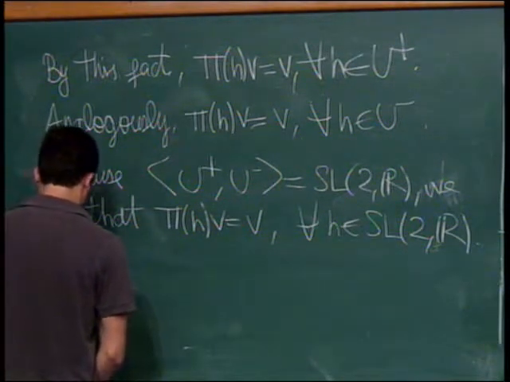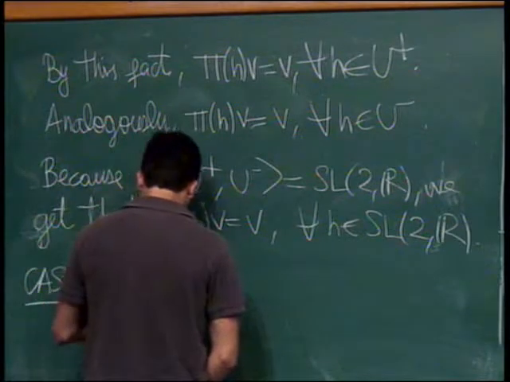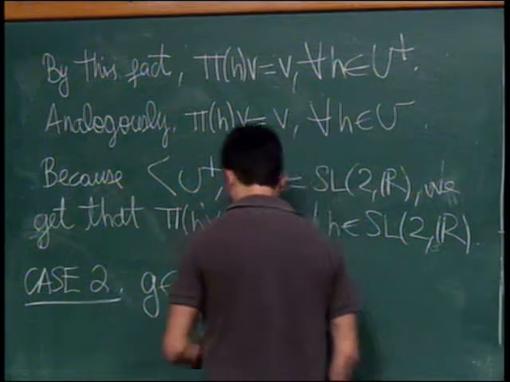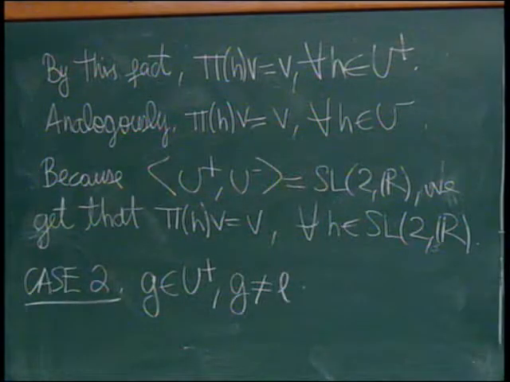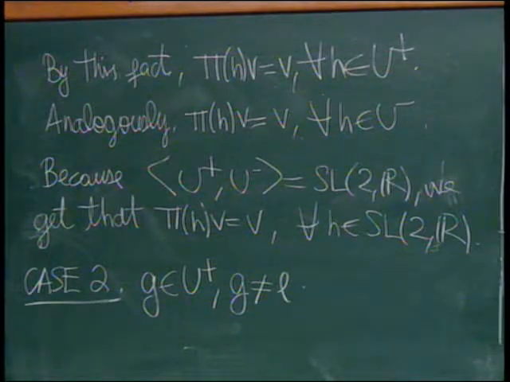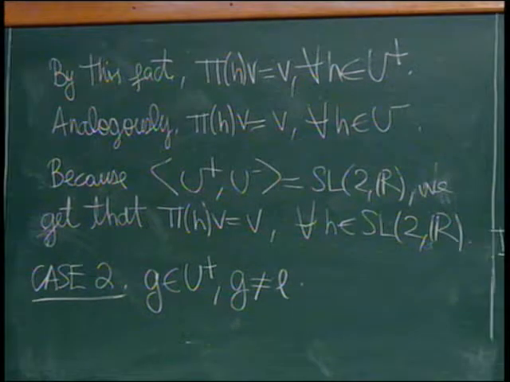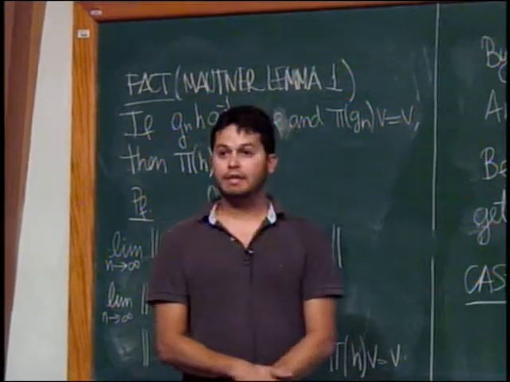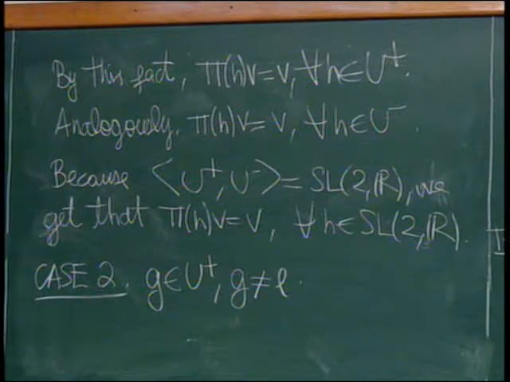And now case 2. Case 2 is that G belongs to U plus, and G is not the identity. Well, if the vector V were fixed by all of U plus, then we would be in a better shape. But it's fixed by only one element of U plus. So what do we do? We have to get extra invariance. Elements of U plus do not renormalize.